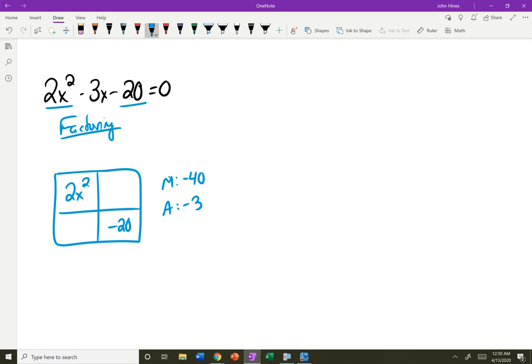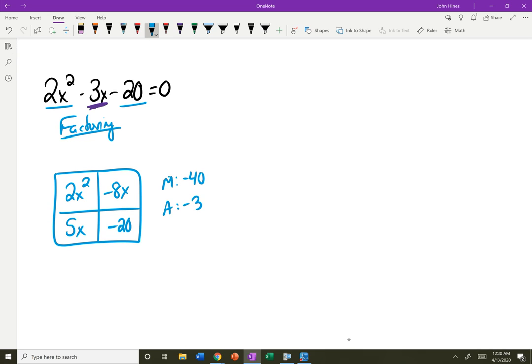What multiplies to negative 40 that adds to negative 3? Well, I'm thinking it's negative 8 and positive 5. So negative 8x and 5x split up that middle term. These two boxes split that middle term there.